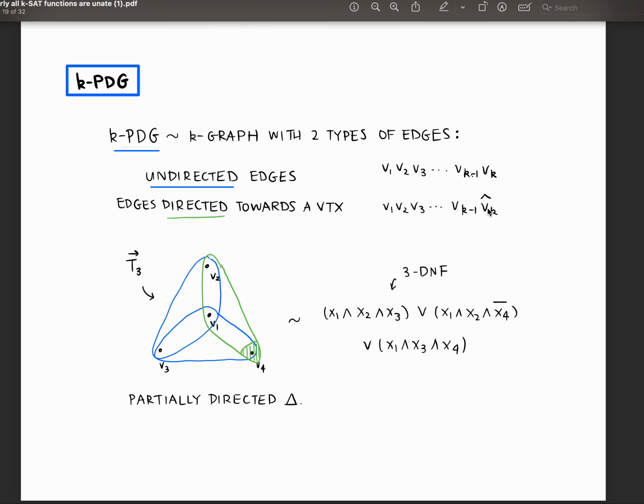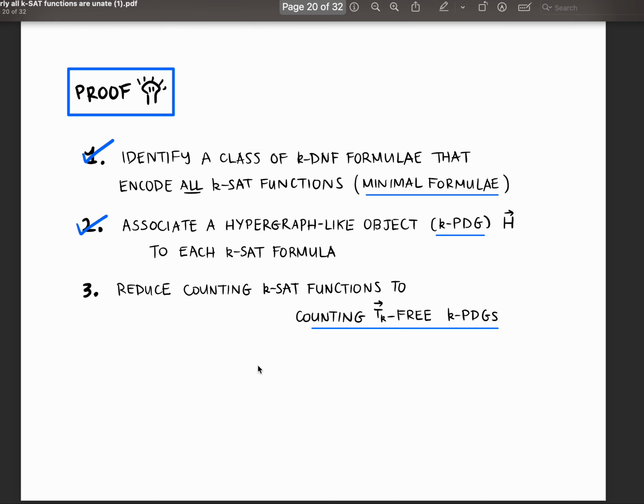And we'll associate, in some technical way, our k-SAT formulas with these partially directed graphs. The kind of association we'll do, you can imagine, for example, that this DNF we saw in the previous slide, which I've repeated here, will be associated to this partially directed triangle. So this is like some hypergraph object that looks like a triangle. It has 3 edges. 2 of them are undirected in blue, and 1 of them is directed in green towards vertex V4.